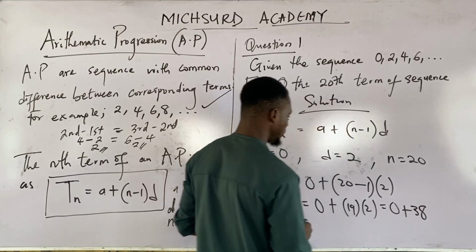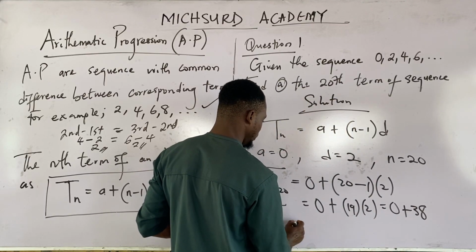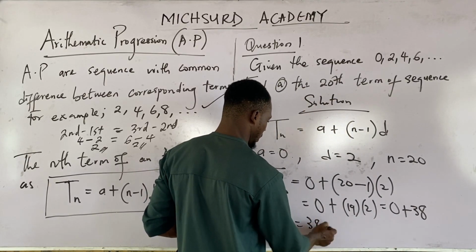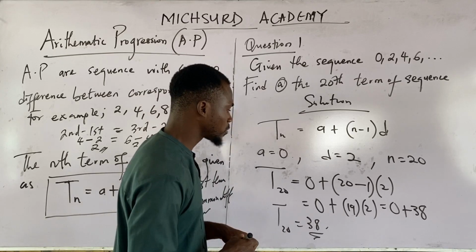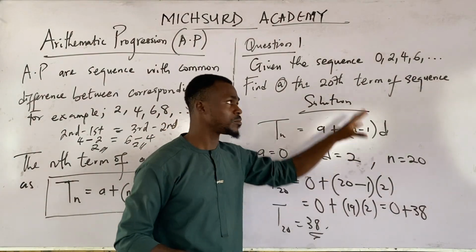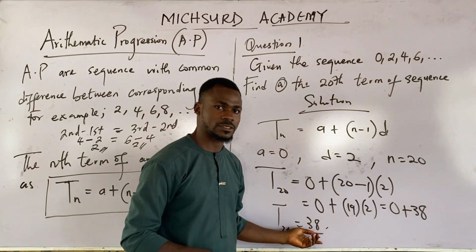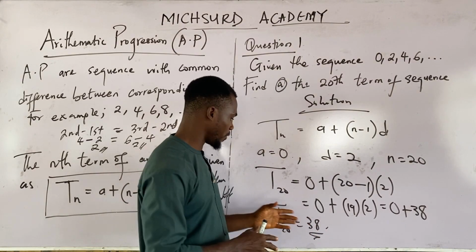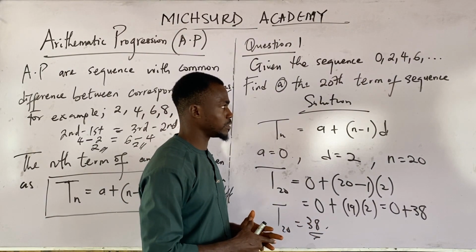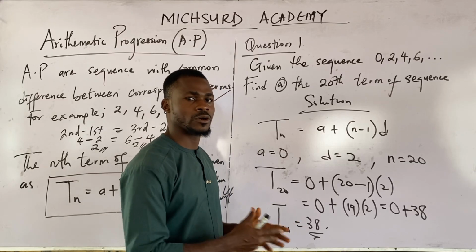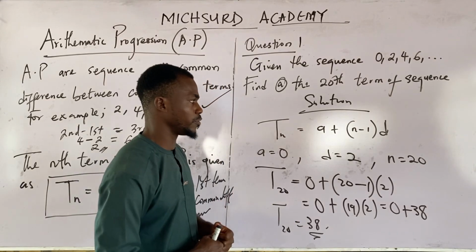So we have this. That means T of 20 is equal to what? 38. So that means the value that corresponds to the 20th term of this sequence is 38. So that's how we solve for the AP sequence. Now let's take more questions on AP and see how we can solve them.